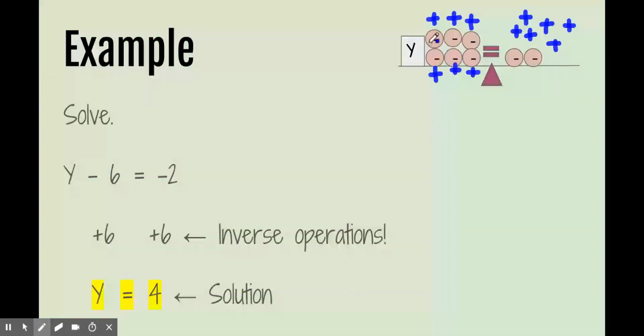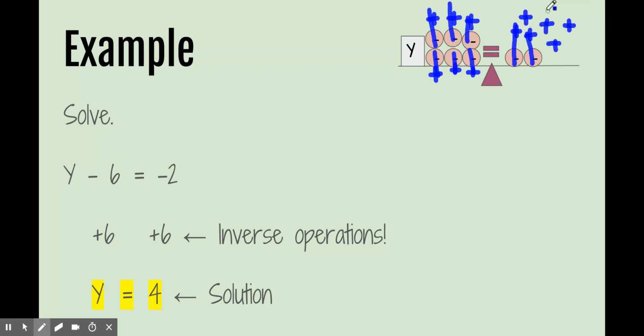So now all these little positive and negative pairs cancel out to 0. So there's a 0 pair, a 0 pair, a 0 pair, 0 pair, 0 pair, and 0 pair. So now all you're left with is y, which is good. You're trying to get it by itself. That's the whole point of solving an equation. And over on this side, you have just 2 0 pairs. 1, 2. Then you can look at what you're left with, and that's positive 4.